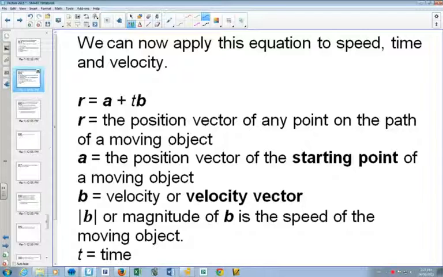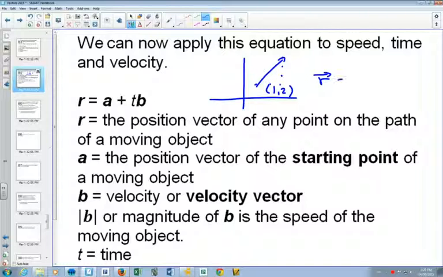So now when we're thinking about velocity, time, and speed, our direction vector, which is our b vector, becomes our velocity vector. And our starting point is still a starting point, but it becomes a starting point of a moving object. So for example, if you had a starting point at, say, 1, 2, and your direction vector said go 2 over and 3 up, then your 1, 2 plus some scalar, and we use t because that sounds like time. And then we went 2 over and 3 up.